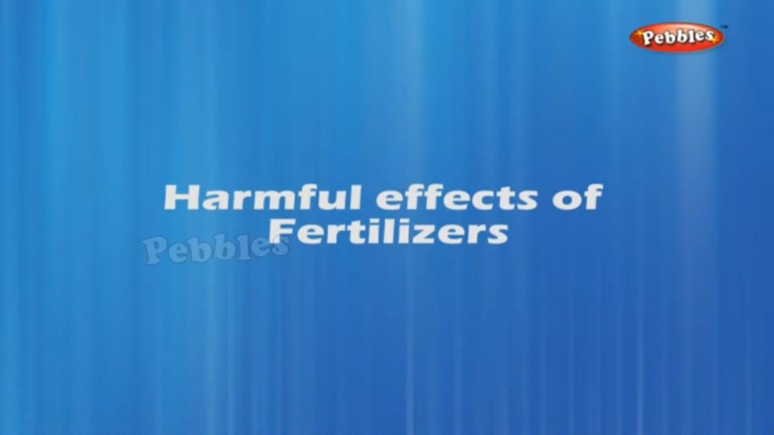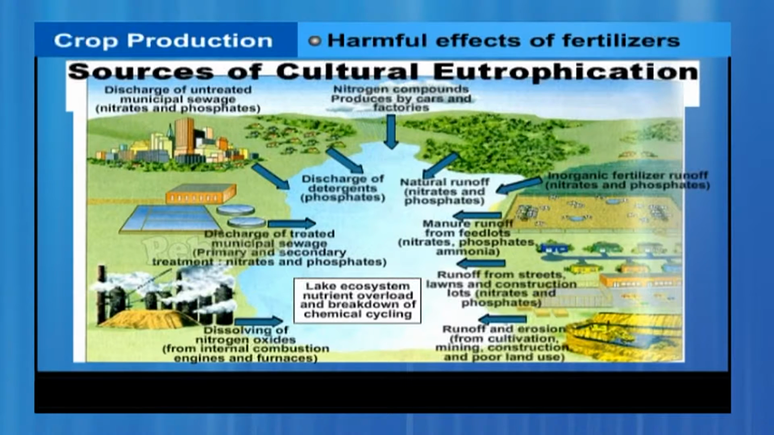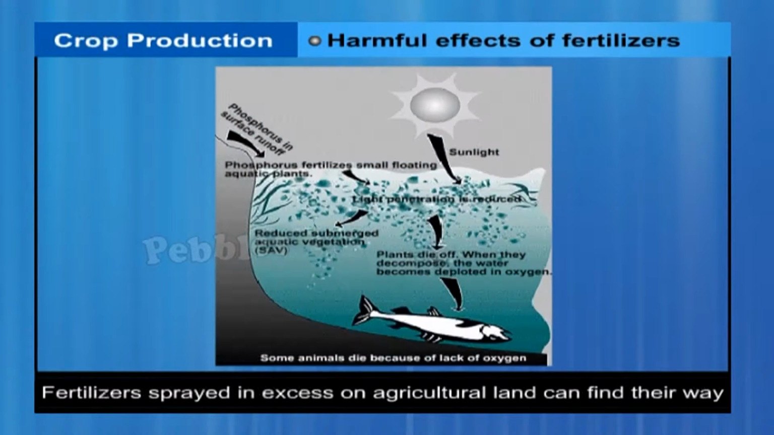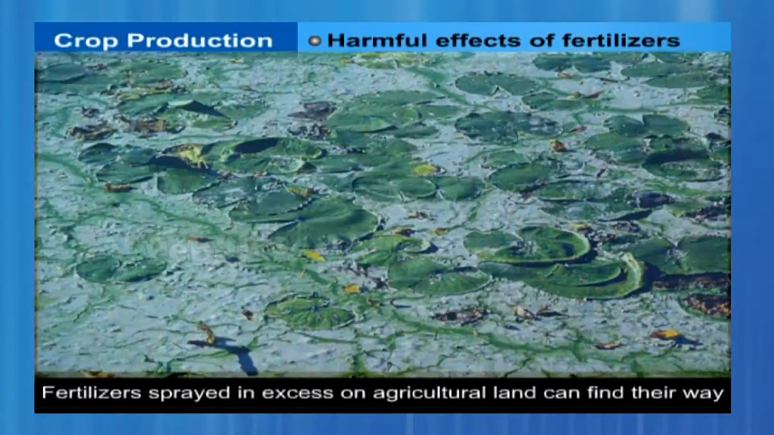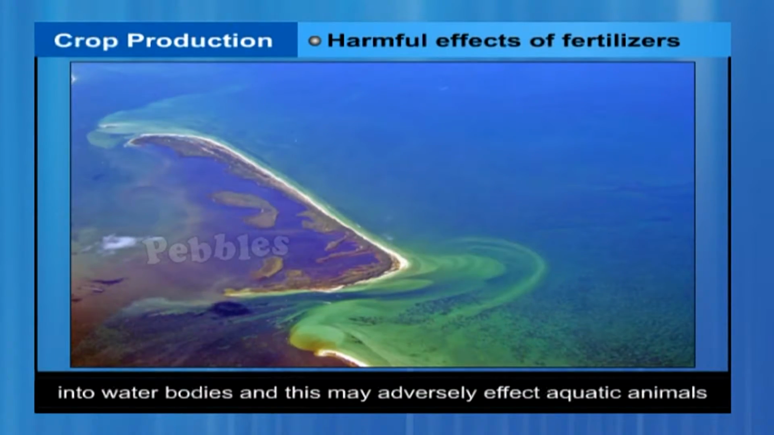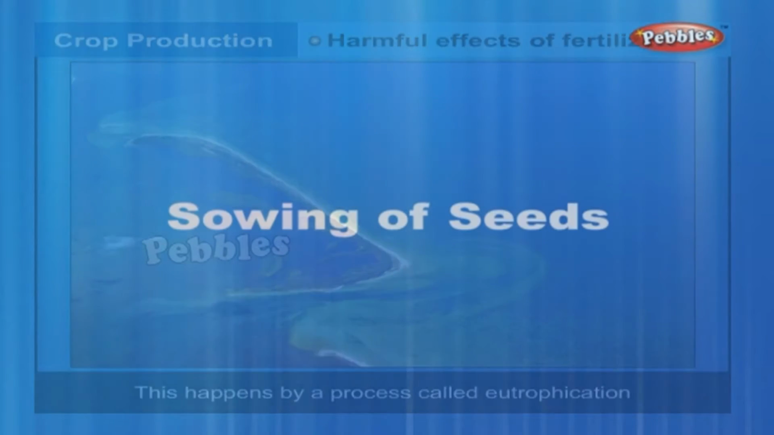Harmful effects of fertilizers. Can you guess what would happen if inorganic chemical fertilizers are used in excess? You may be surprised to know that fertilizers sprayed in excess on agricultural land can find their way into water bodies, and this may adversely affect aquatic animals. This happens by a process called eutrophication.